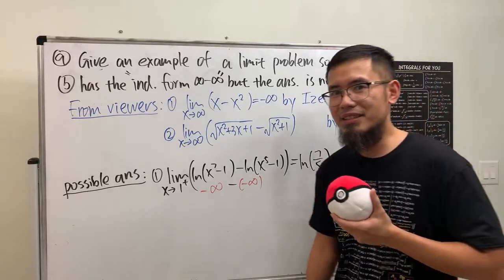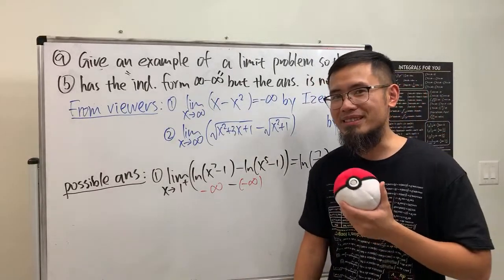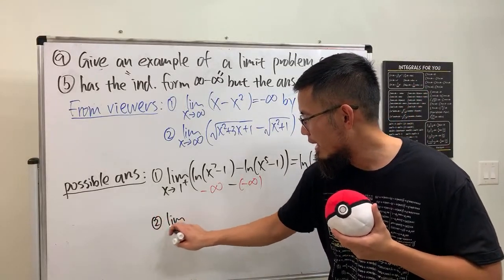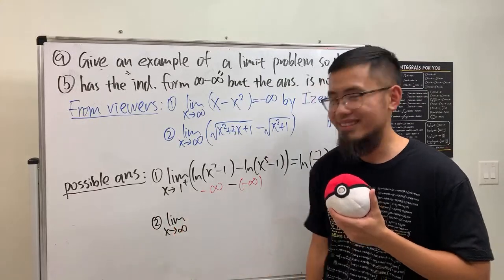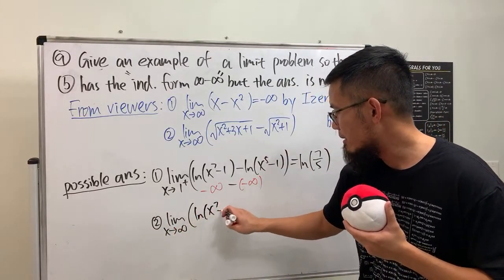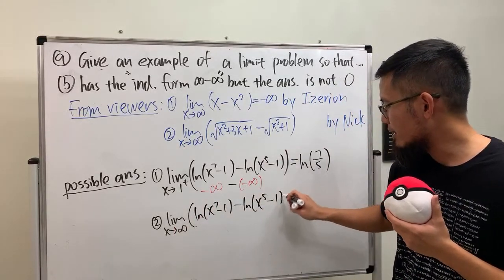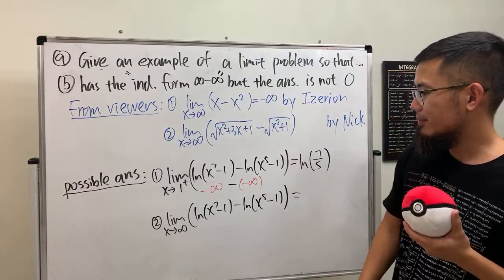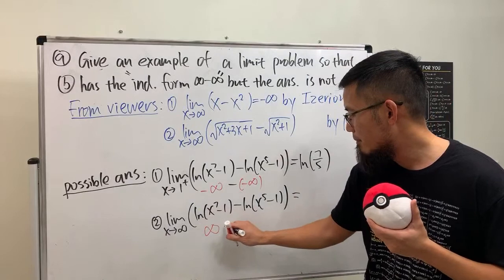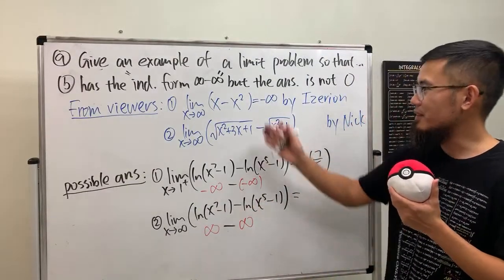So that's the answer that we have in my class, because I have this right here being assigned to the class. All right, now, what's the limit as x approaching infinity of the same thing, ln x to the 7 minus 1 minus ln x to the 5 minus 1? This right here is infinity minus infinity. So that definitely fits that criteria.